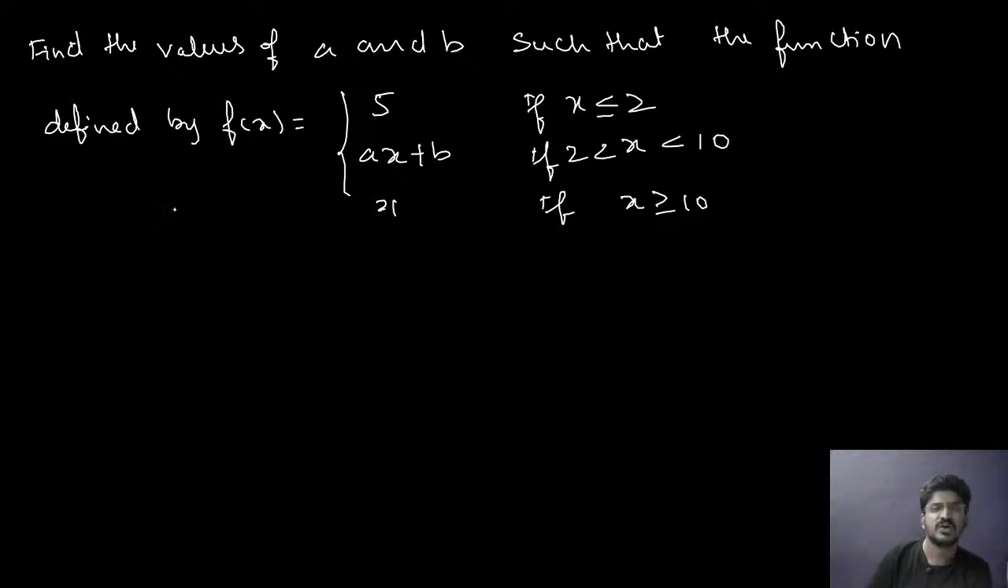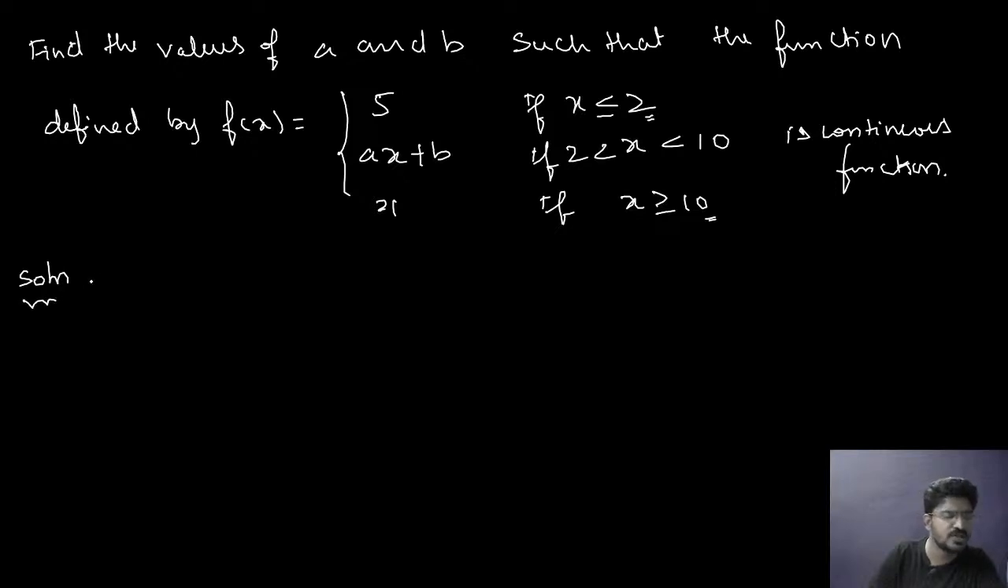So this given function is a continuous function. Clear? So here, if this is a continuous function, see here you have 2 points. One is 2, another one is 10. So you have to verify the continuity at both the points, at x equal to 2 and at x equal to 10. So be very cautious regarding this particular problem, because here you have to check at x equal to 2 and at x equal to 10 both the values.